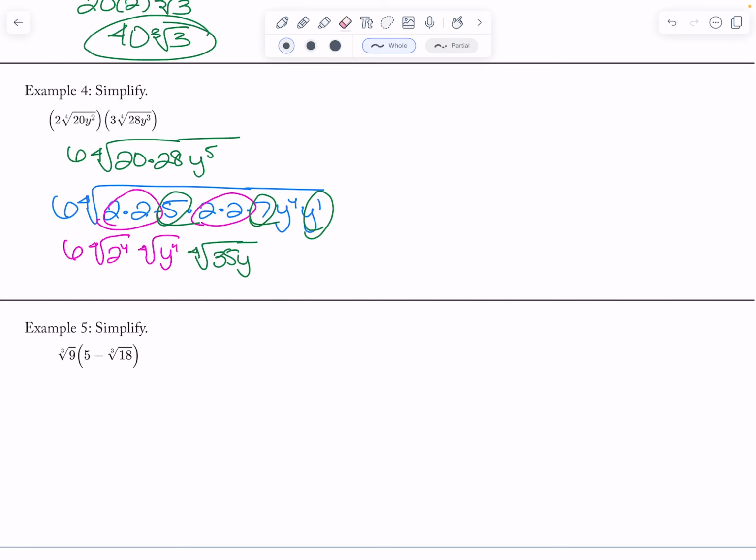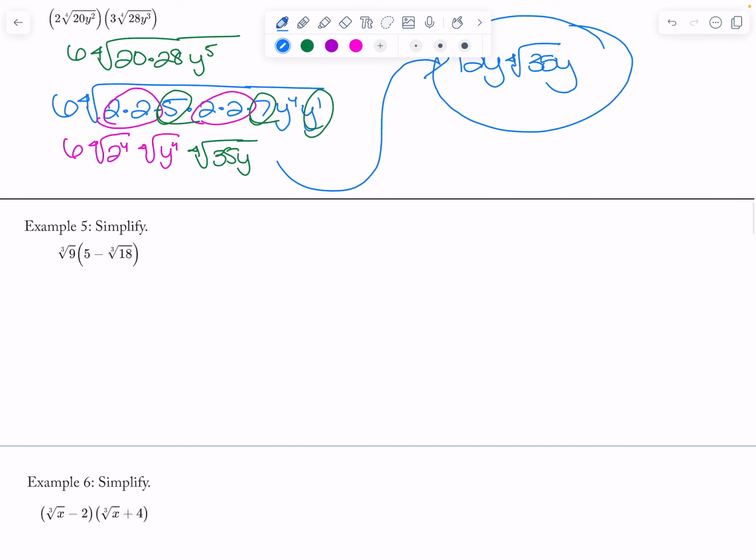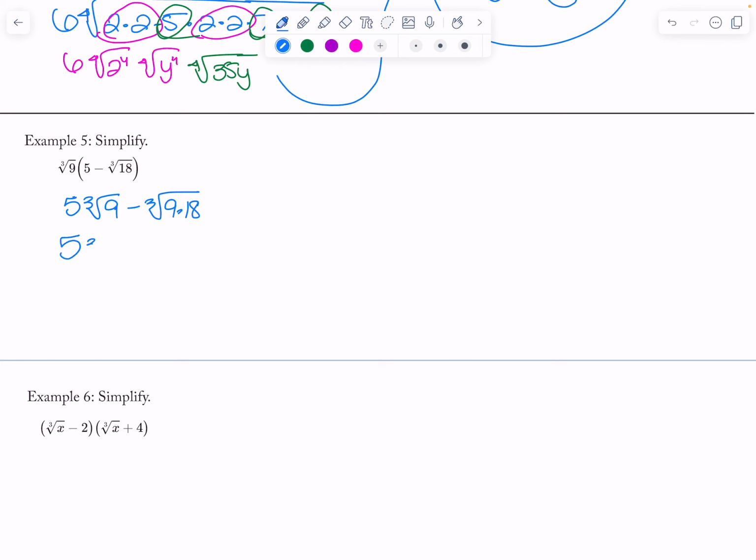So now what I get is 12y and the fourth root of 35y. Okay. I'm going to multiply. So this is 5 cube root of 9 minus the cube root of 9 times 18. So 5 cube root of 9 minus the cube root of 3 times 3 times 3 times 3 times 2.